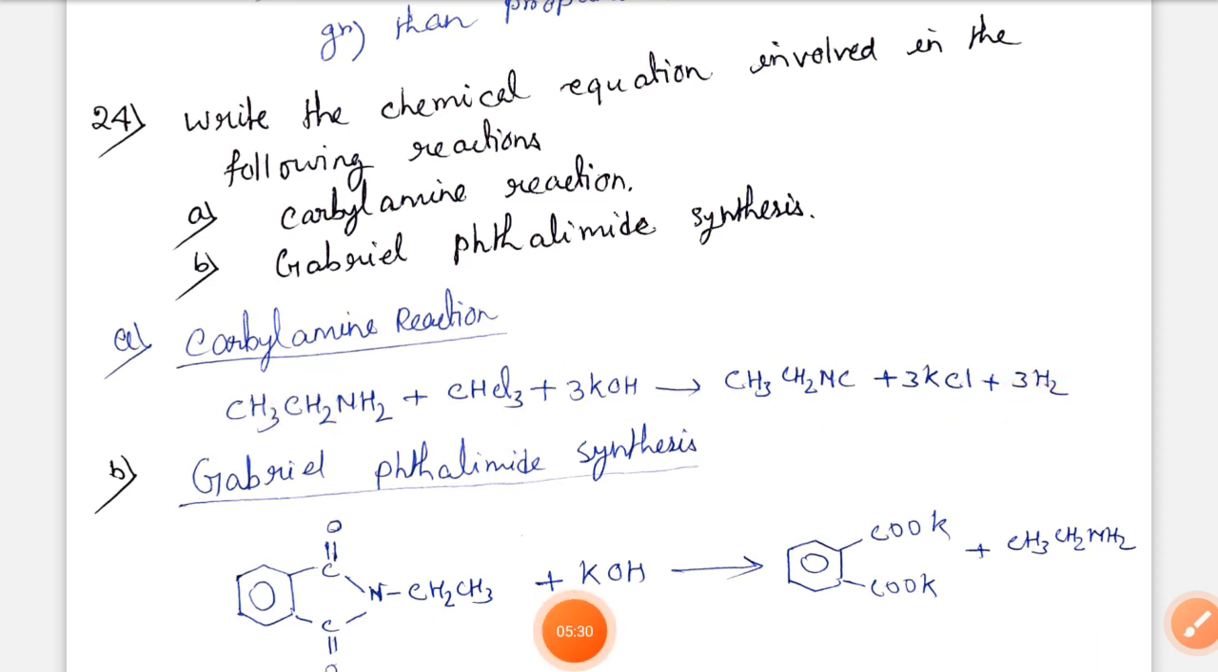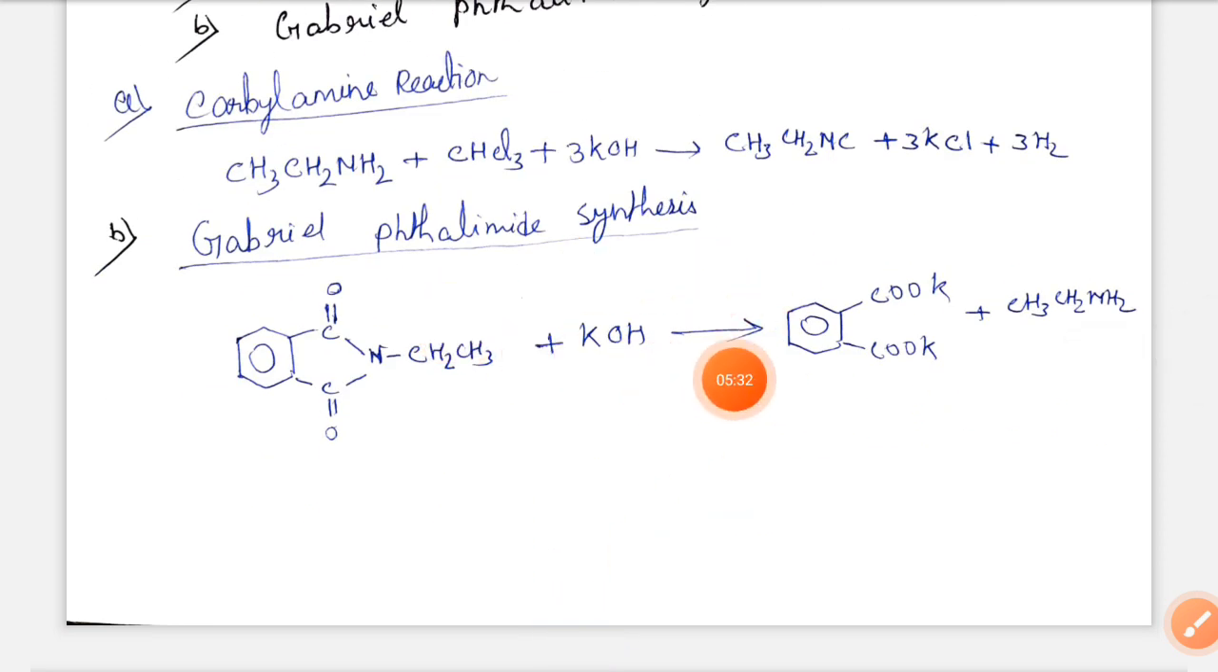Okay, next Gabriel phthalimide synthesis. We know that phthalimide and KOH are present in this reaction. So first we write the N-alkylated phthalimide. Next, if this part is hydrolysed by KOH, it gives the potassium salt of phthalic acid and a primary amine.